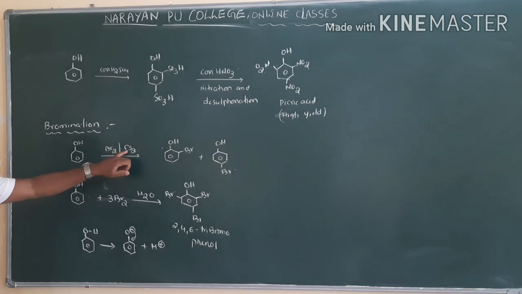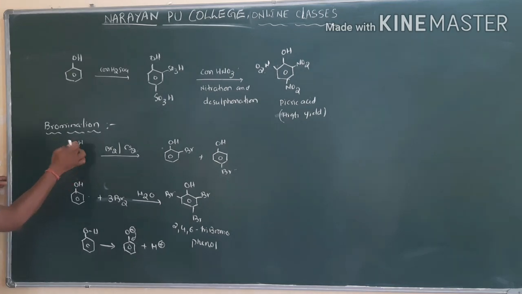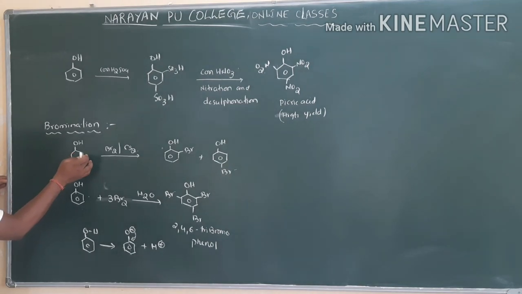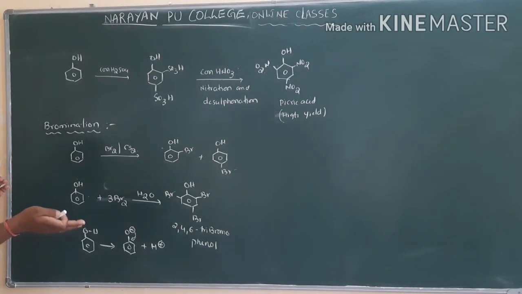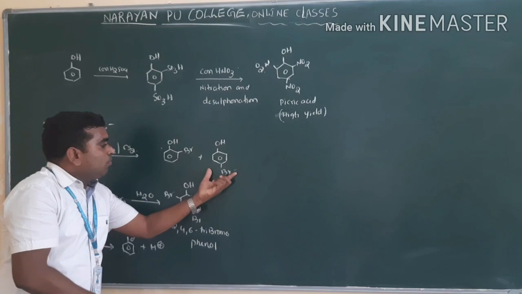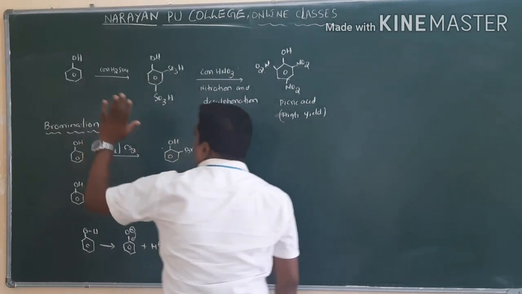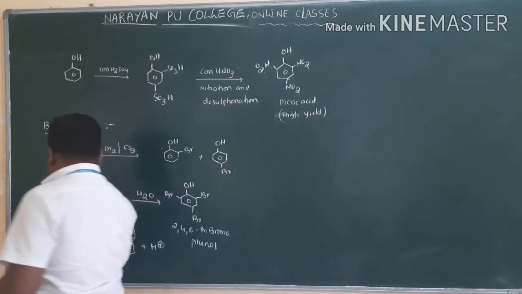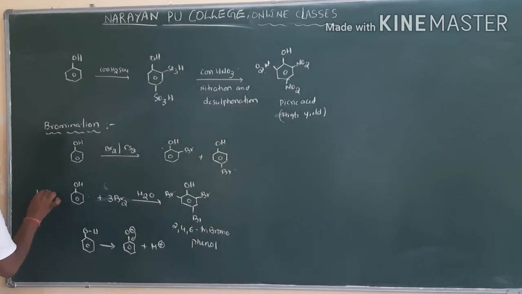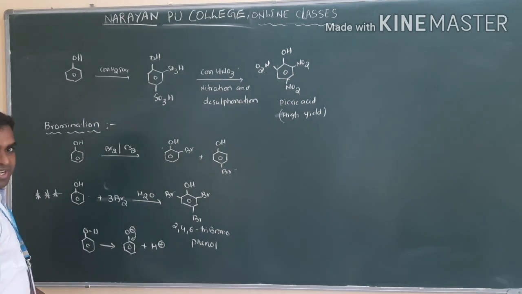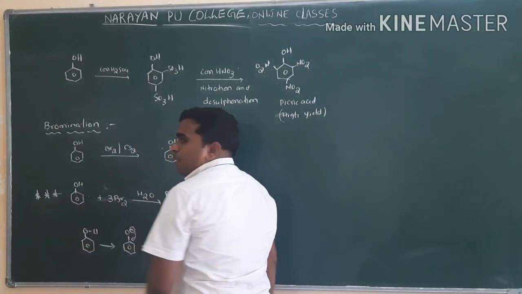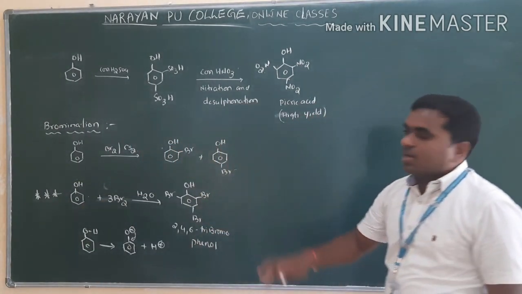But in a non-polar solvent, it won't be ionized, so the oxygen releases electrons to the benzene ring only to a small extent. That's why you get the monobromo product. So this is bromination. Very, very important. Most of the time this reaction is asked in the PU examination, so you have to remember this. Clear? So this is about bromination.